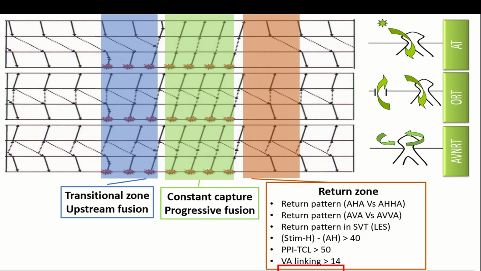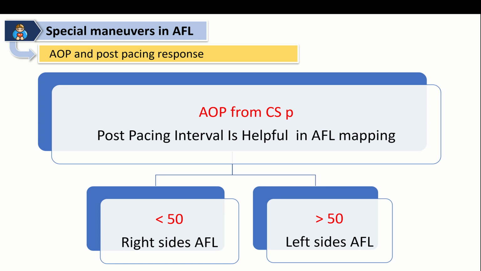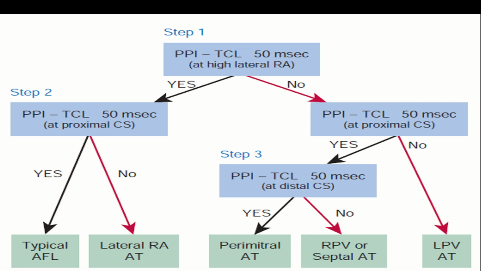Next scenario: how powerful atrial overdrive pacing will help us in flutter. When we want to assess whether we are close to the re-entry circuit or far, we will find the post-pacing interval in flutter less than 50 milliseconds if we are in right-sided atrial flutter, the common cavo-tricuspid isthmus dependent flutter. However, it will be more than 50 milliseconds if it's a left-sided flutter.